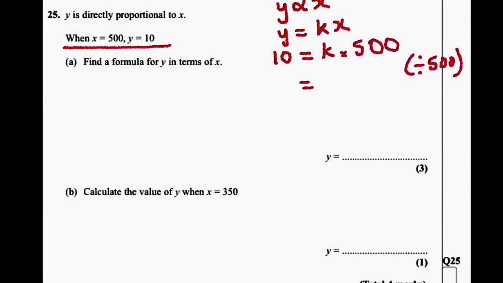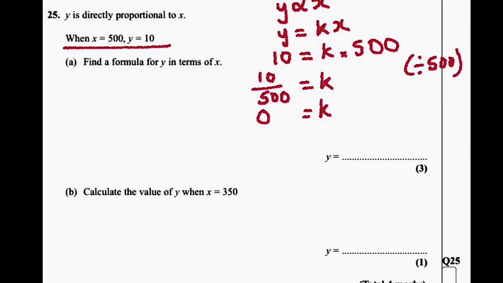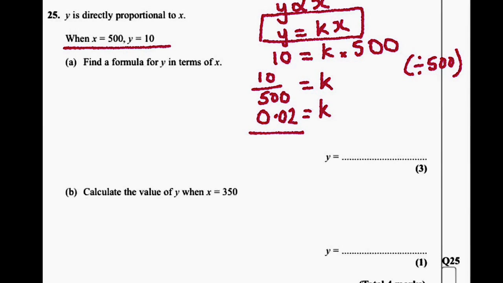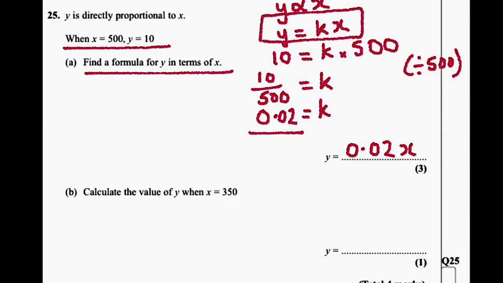to find out that K is equal to 10 divided by 500, or 0.02. So now I can use this value and put it back into this to give me a nice equation that tells me that Y is equal to 0.02 times X. That is the formula. So the formula has a Y value, it has an X value, and it wants Y in terms of X. Calculate the value of Y when X is equal to 350.